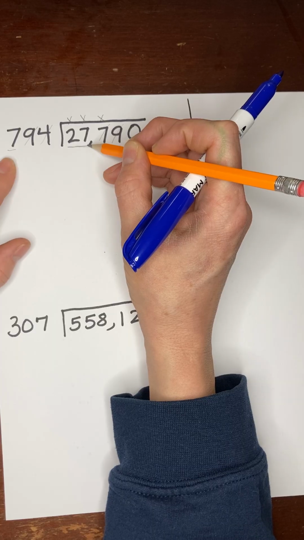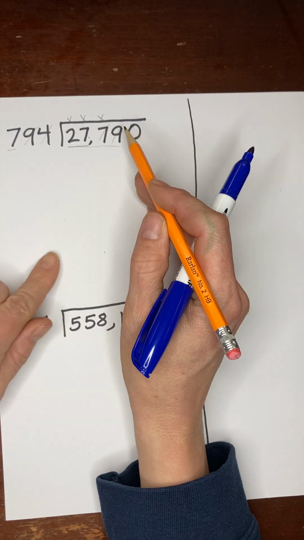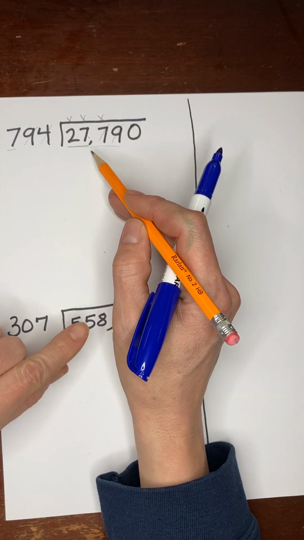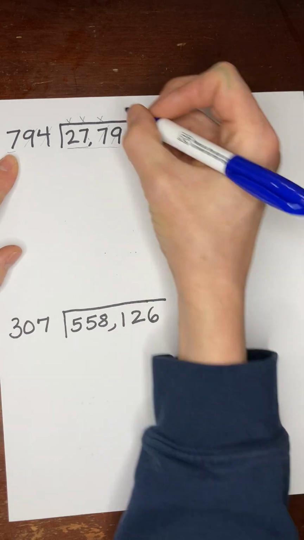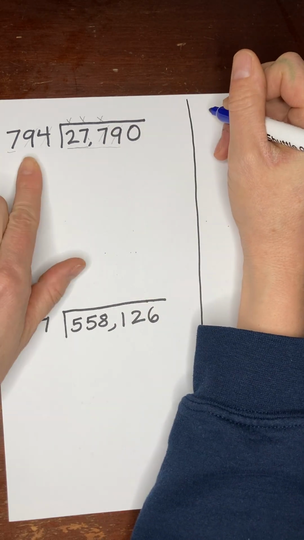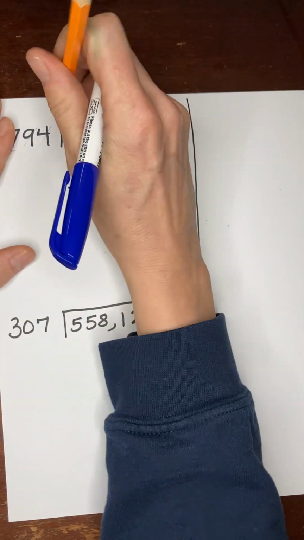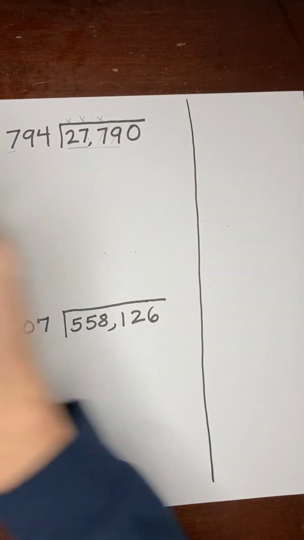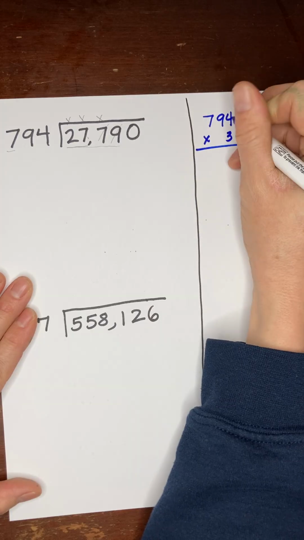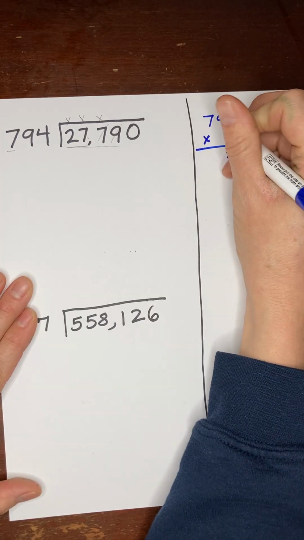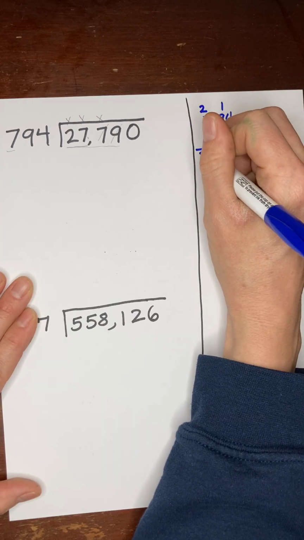Now I do know my 7's times table. How many times does 7 go into 27? Well, 7 times 3 is 21 and 7 times 4 is 28. That's too big, so let's go 7 times 3. Before I commit to it over here, I'm going to do a side problem. And remember, I'm not doing 7 times 3, but I'm going to do 794, because that is my full divisor. So I'll get rid of these lines so I don't forget. 794 times 3. Let's see, that's 12. Carry the 1. 27 plus 1 is 28. That's 21 plus 2 is 23.